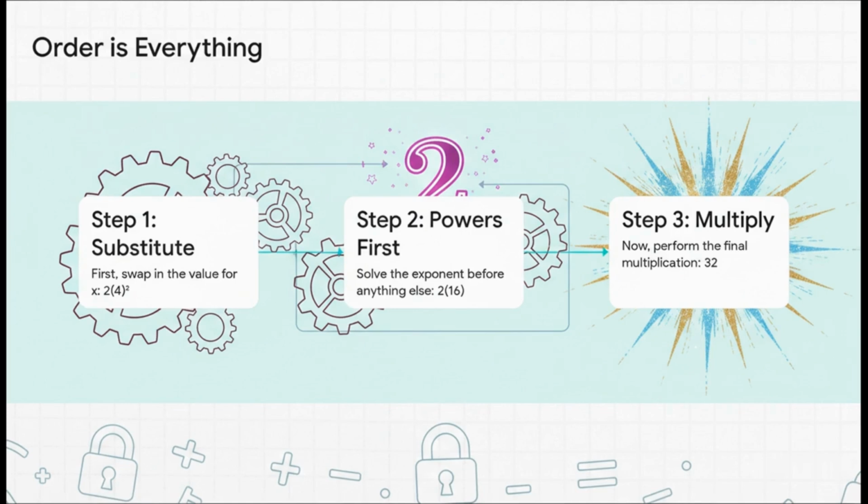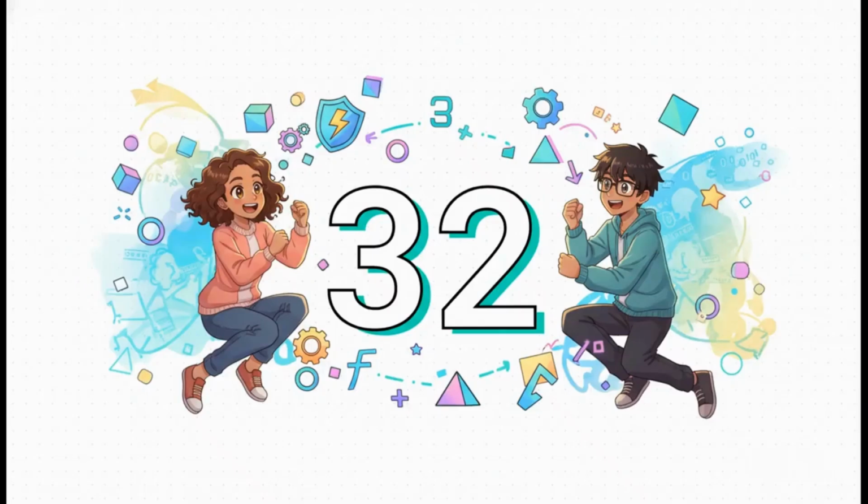You have to handle the power first. So 4 squared is 16. Then, and only then, do we do the multiplication by 2. And there you have it. Our final decoded message is 32. See how that works? By adding just one new rule, handle the powers first, we can easily solve a much more complex code. Your skills are already getting sharper.